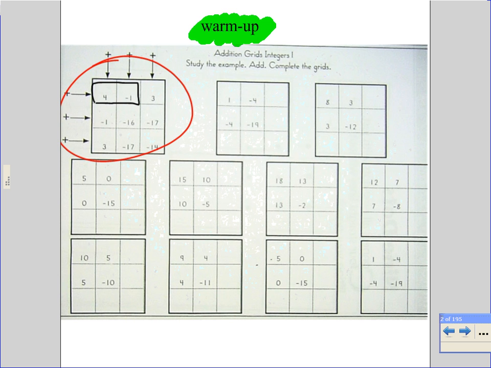We are doing that in this chapter. We are going to go over all those rows of integers. Blue packet, page 25. Same thing here. Negative 1 plus negative 16 is negative 17. So without a calculator, hopefully you guys remember how to do that. All we're doing is adding.